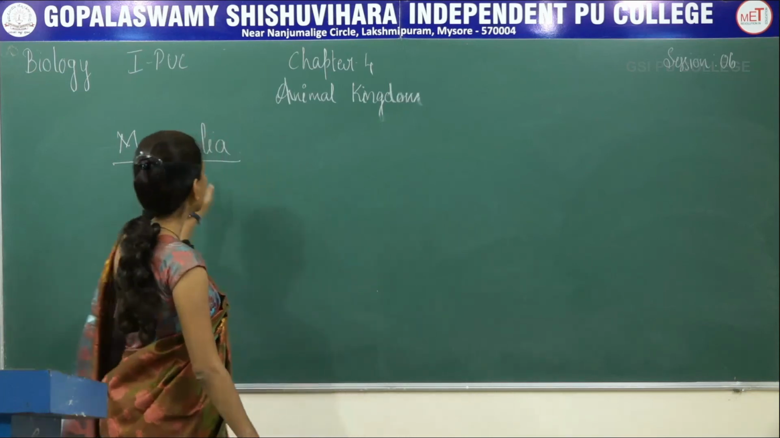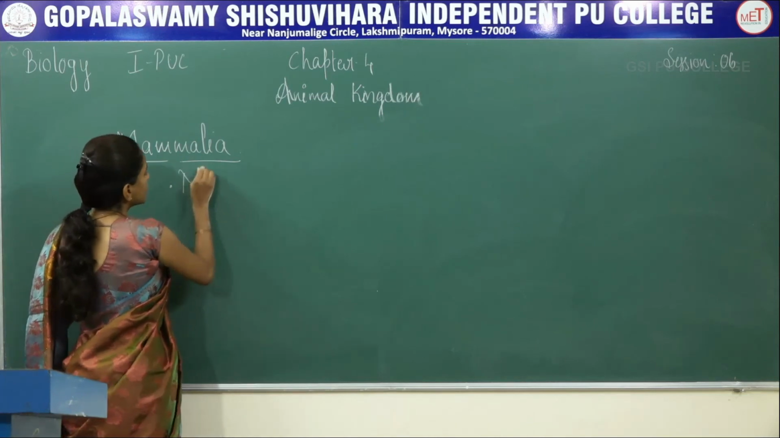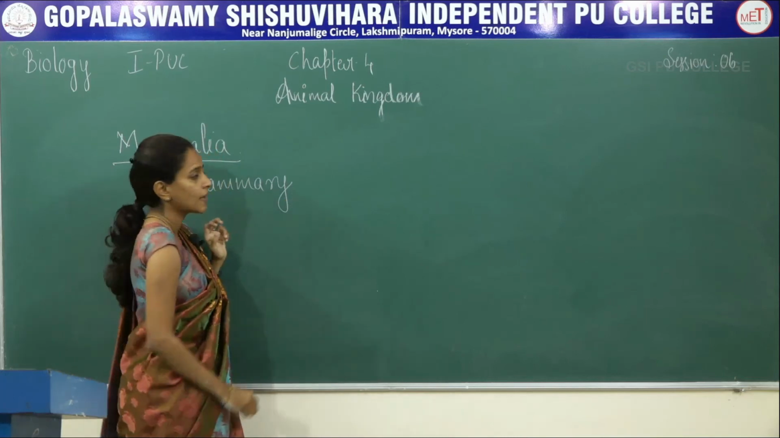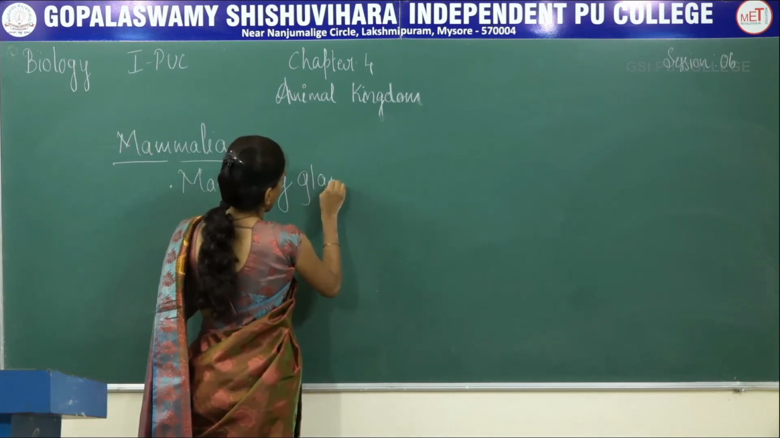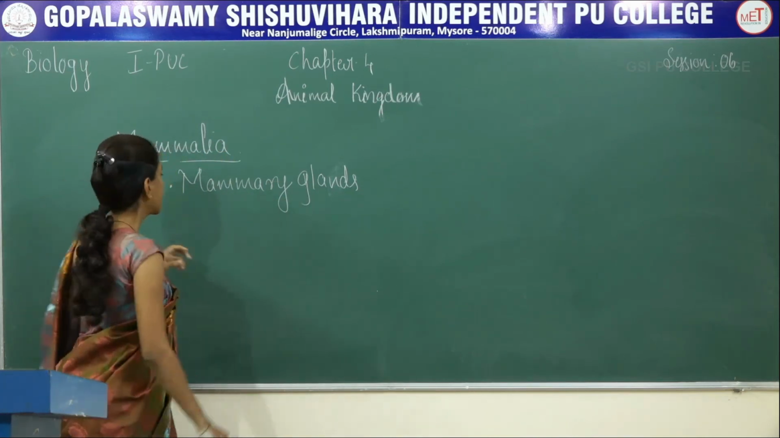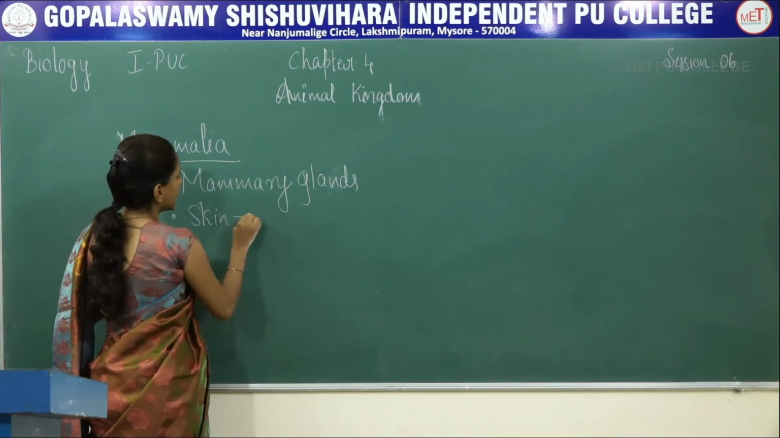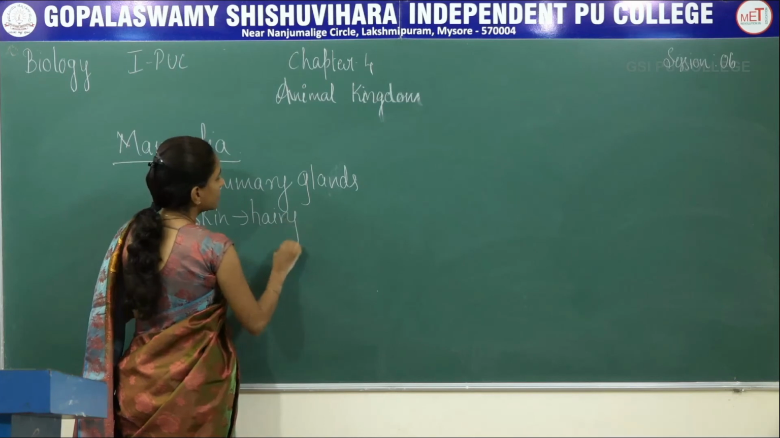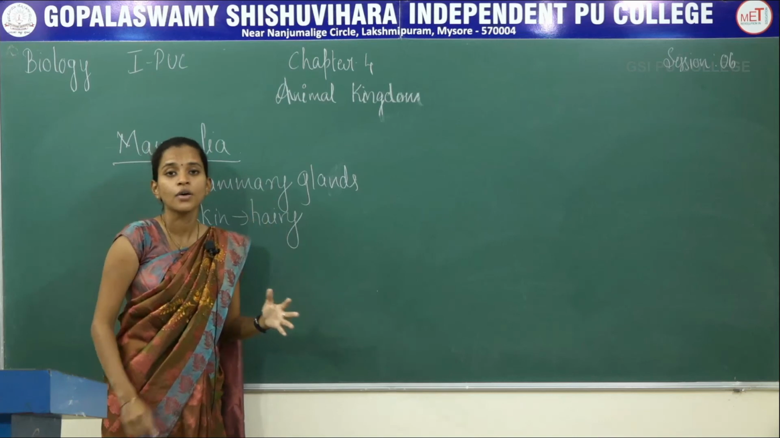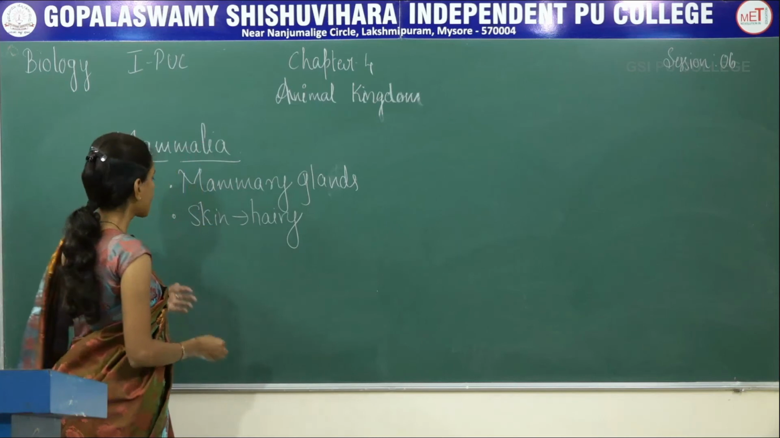The special character in case of Mammalia, which gives the name Mammalia, is the presence of mammary glands, with which they feed their young ones. Next character is that they have skin that is hairy. That means their whole body is covered with skin which contains thick hair or fur, which helps in protecting them against any type of environmental conditions.